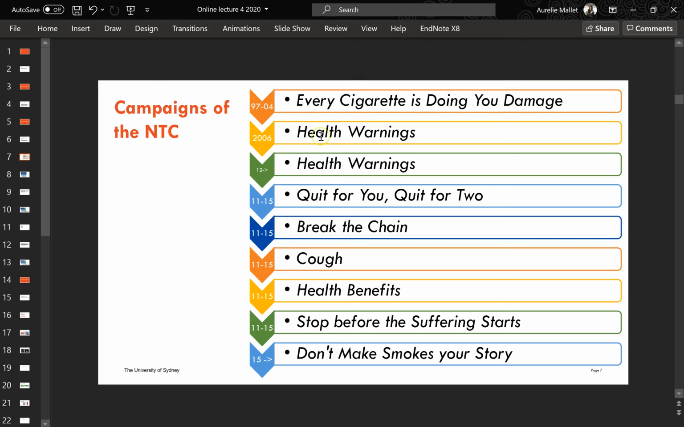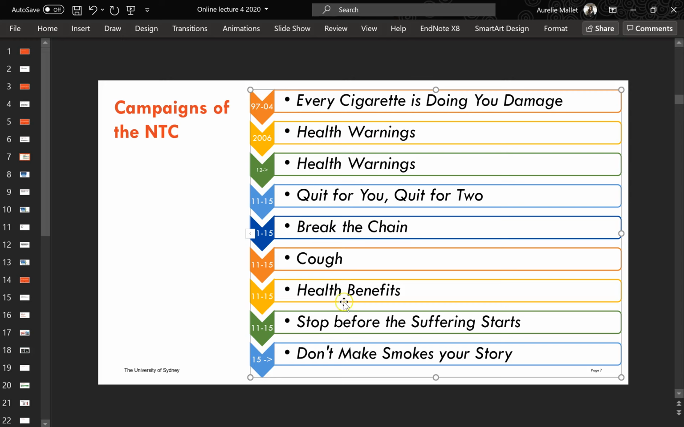And then we have the health warning. So if you guys smoke, or perhaps if you've seen cigarette boxes around in Australia, you will see that on the cigarette packs there are graphic images warning you of the damage of smoking. So that's part of the health warnings campaign. There's a Quit For You, Quit For Two campaign, which was aimed at pregnant women to help them quit or encourage them to quit smoking while pregnant. The Break the Chain campaign was aimed at Indigenous Australians. Cough campaign essentially talked about how an ordinary cough can turn into a lung cancer cough.